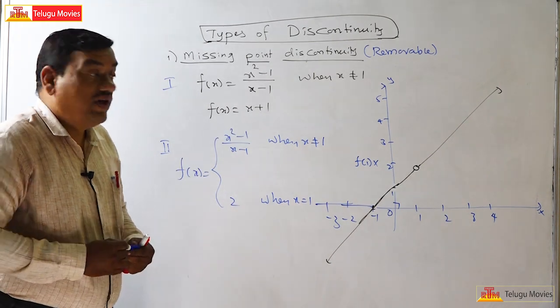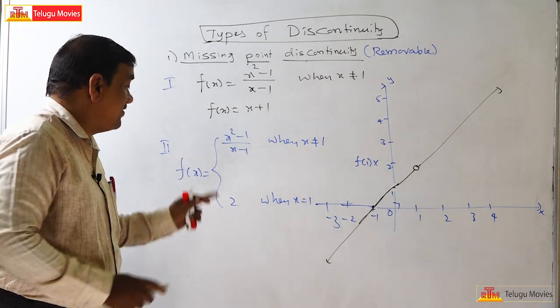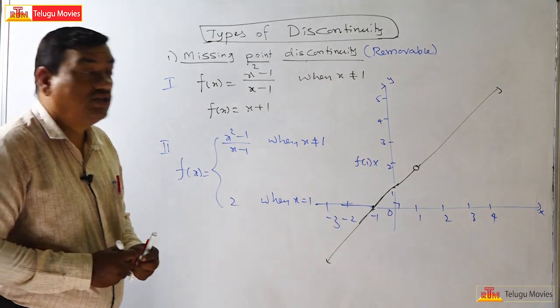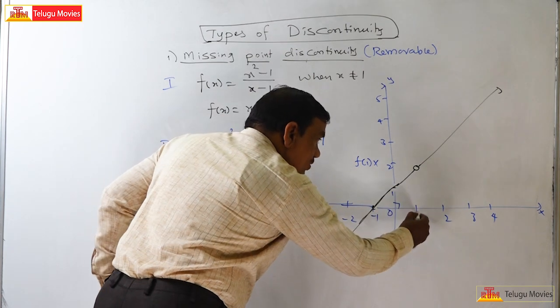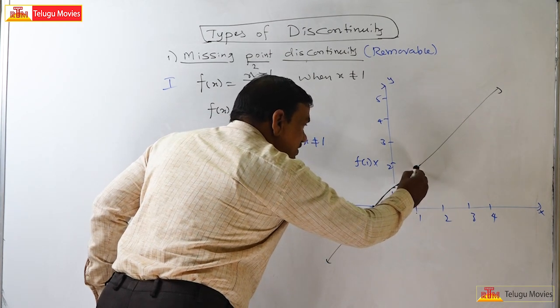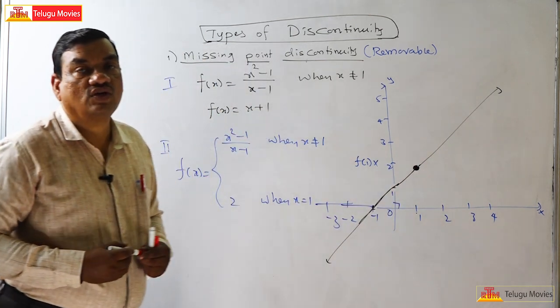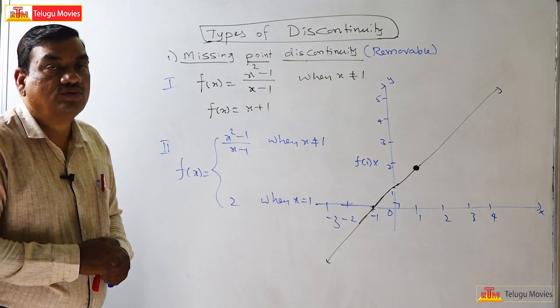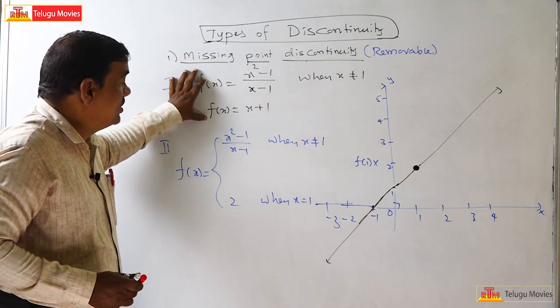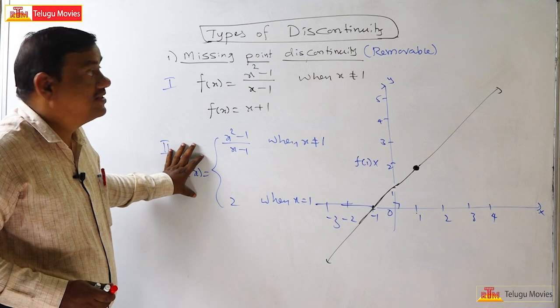When x is equal to 1, I have defined that f of x is equal to 2. That means if x is equal to 1, the function value f of 1 is equal to 2. So we filled that gap. Instead of defining this function like this, if you define the function like this, that means what?